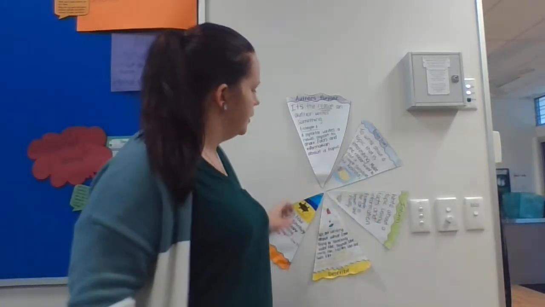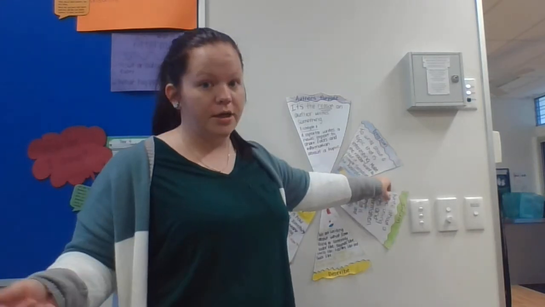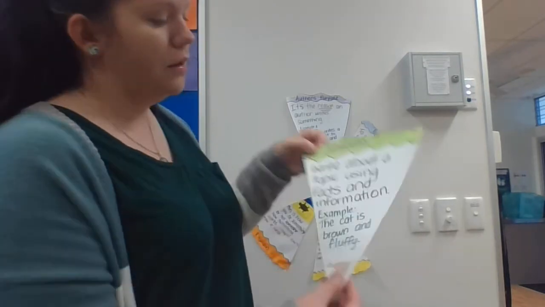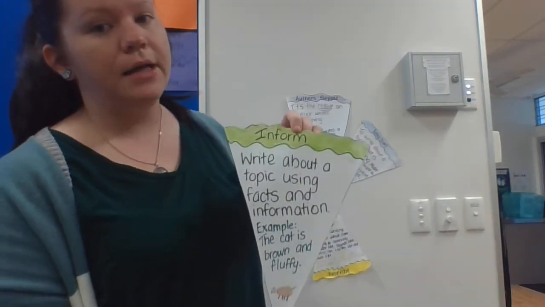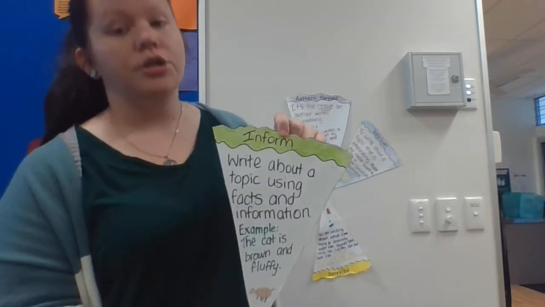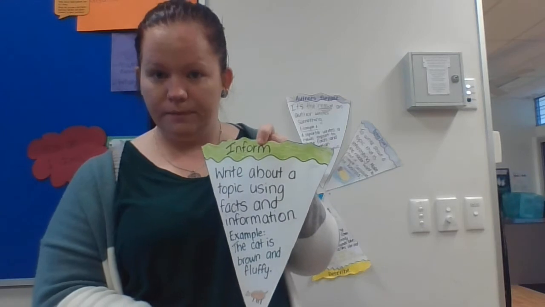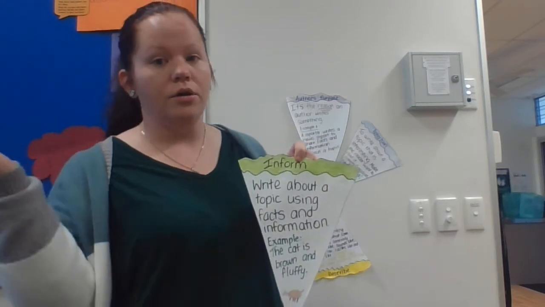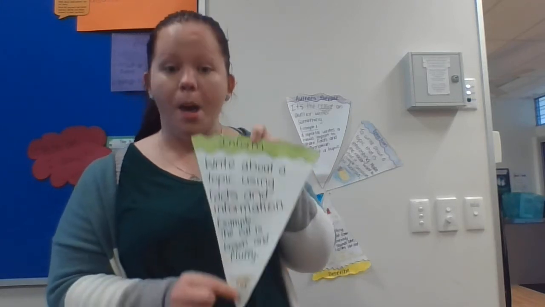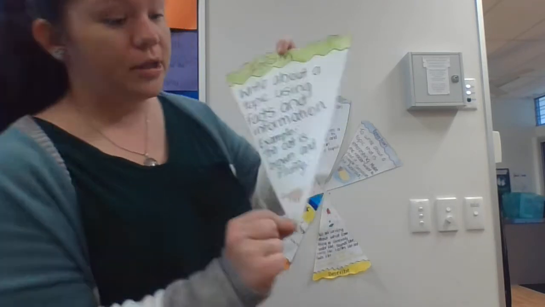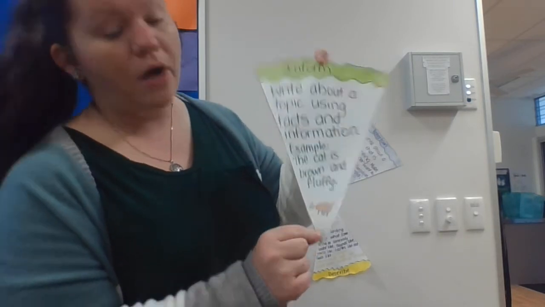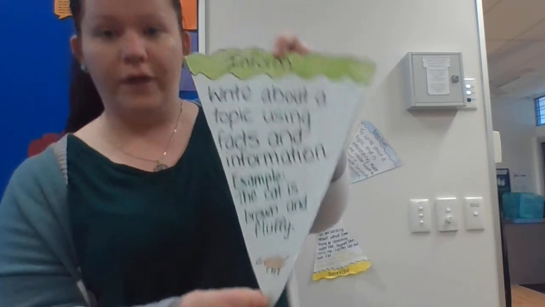So the next section that I want you guys to focus on is going to be for our pied strategy I, which is the inform. So the inform piece of our pie is when we are looking at writing about a topic to share the facts and the information. Similar to when we were talking about our news report. In our news report, we are trying to inform someone about what is happening. So the example that some of our fantastic students have drawn at the bottom here was about how a cat is brown and fluffy.